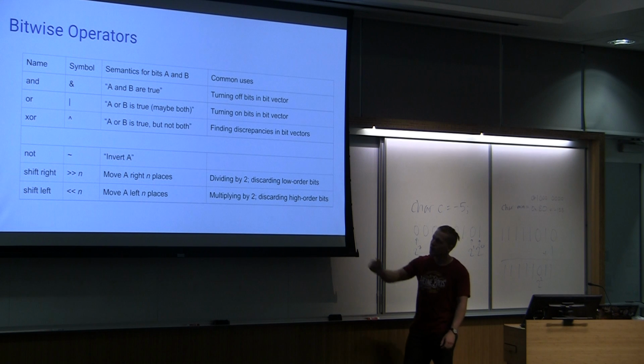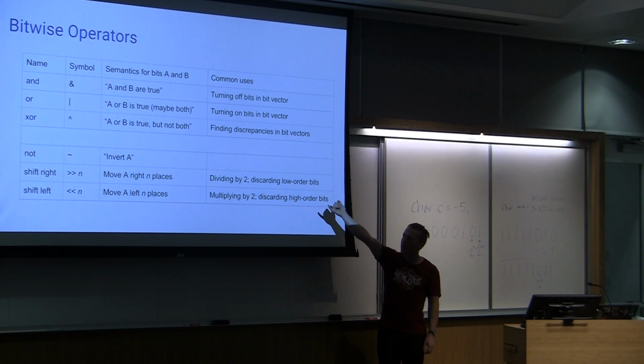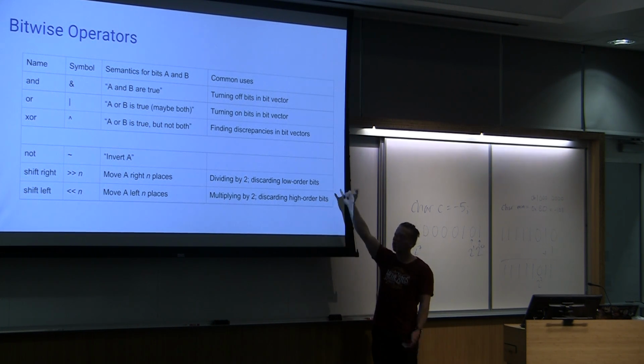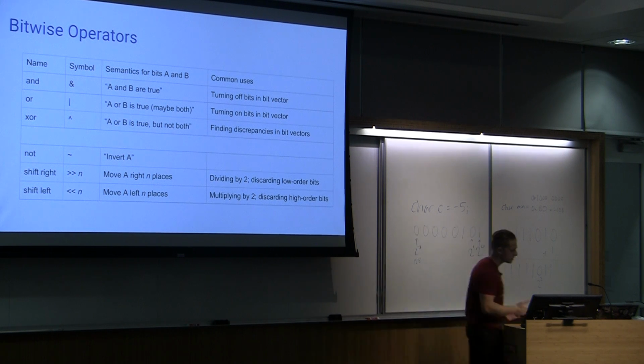All right, and then we have XOR. This one's rarer, but basically the semantics here are you take the meaning of OR and then you say I actually don't want both to be true. So A or B is true, but now the difference between OR and XOR is that we don't want both bits to be true. So you can use it for finding differences between two numbers.